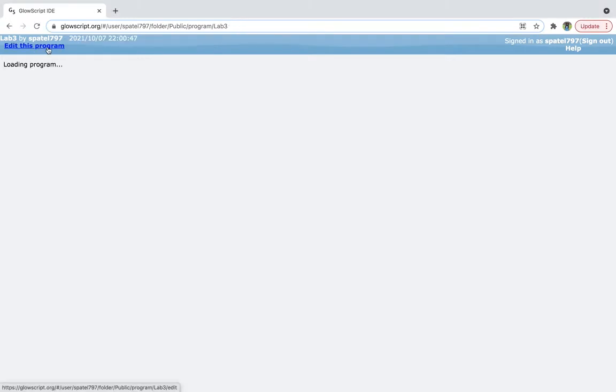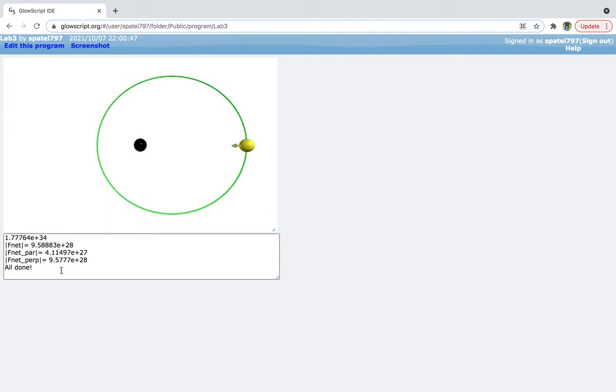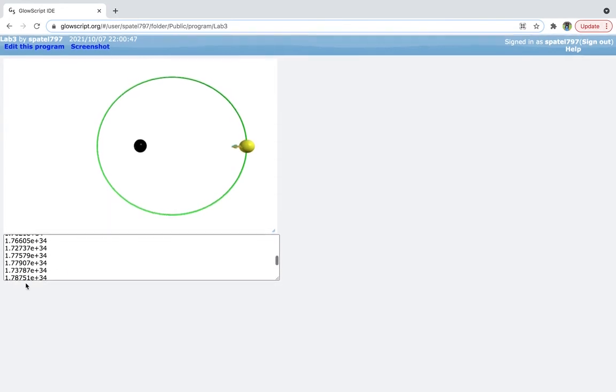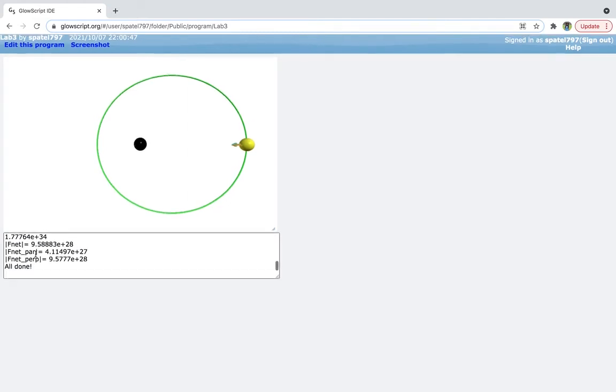When we run this code, we can look at the elliptical orbit and see that the magnitude of the forces shown by these arrows is increasing and decreasing based on the position of the star. We can also see that the mass of the black hole isn't constant throughout, for example, when comparing these two values here, and we'll discuss that further. Also at the bottom we see that F net, F net parallel, and F net perpendicular are printed.